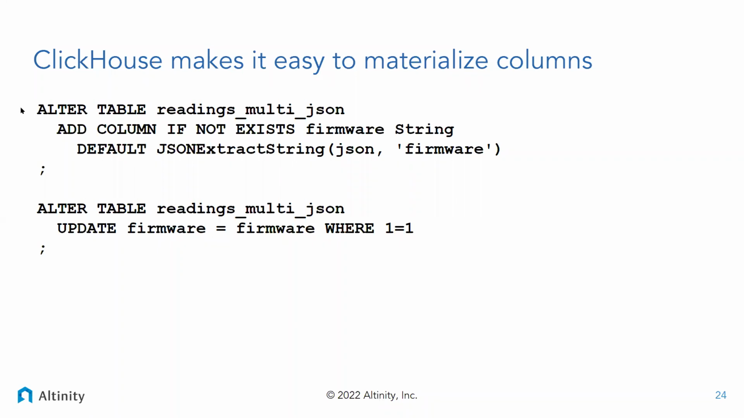So what we do here is we're going to pull out the firmware data and we're going to make it a column. And so what we do is we add the column, if it doesn't exist yet, call it firmware, it's a string, and then we give it a default value, and you can see this JSON extract function that pulls it out of the JSON data or the JSON column. It's looking for the value of the key firmware. And that completes instantly. And at that point, any query you do, you can reference the column, but the data isn't actually in it. It will simply run this function to go ahead and compute it.